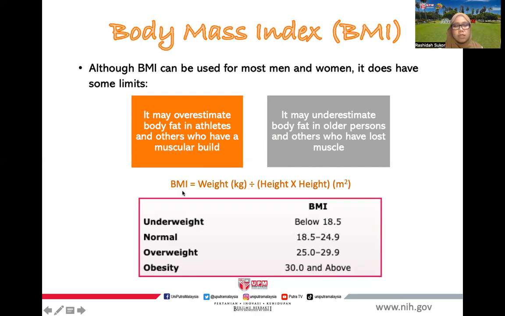So this is the calculation for BMI. You take your weight in kilograms and divide by height times height in meters, or meter squared. If you have this range, you are considered normal. If you are touching 25, you are considered overweight. If you are 30, you are considered obese.